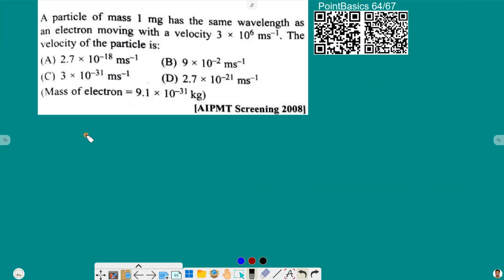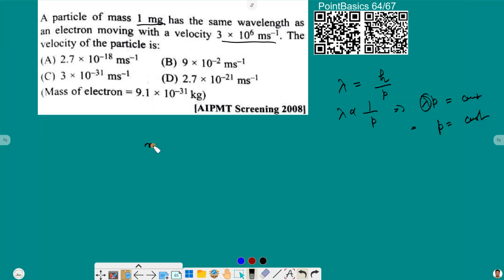Moving to the next one. A particle of mass 1 milligram has the same wavelength as an electron moving with this velocity. The velocity of the particle is? So we know that for a particle, the de Broglie wavelength will be h by p. Now h is constant, so lambda is proportional to 1 by p. So from this we can write that lambda into p is constant. Basically lambda is the same here. So if lambda is the same, p is constant.